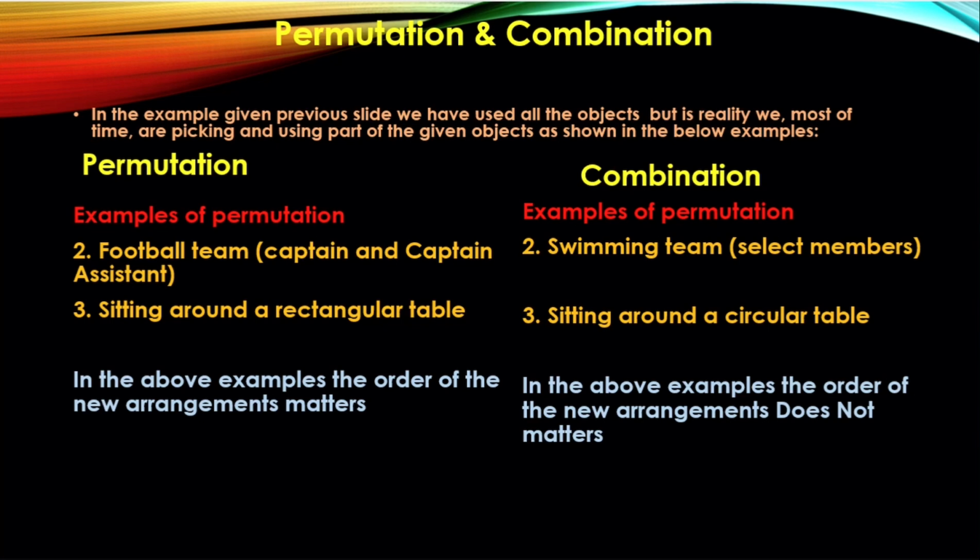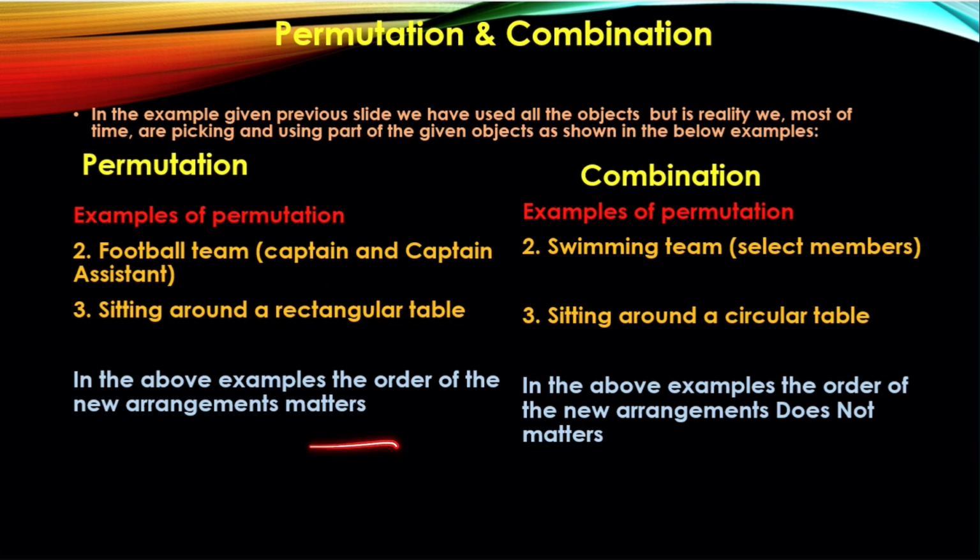In the examples given in previous slides, we have used all the objects, but in reality, in most cases, we are picking and using part of the given objects. For example, a football team: captain and captain assistant. This is a permutation, because the first one selected is the captain and the second one will be captain assistant. So both are not the same, so it is a permutation because the order matters here.